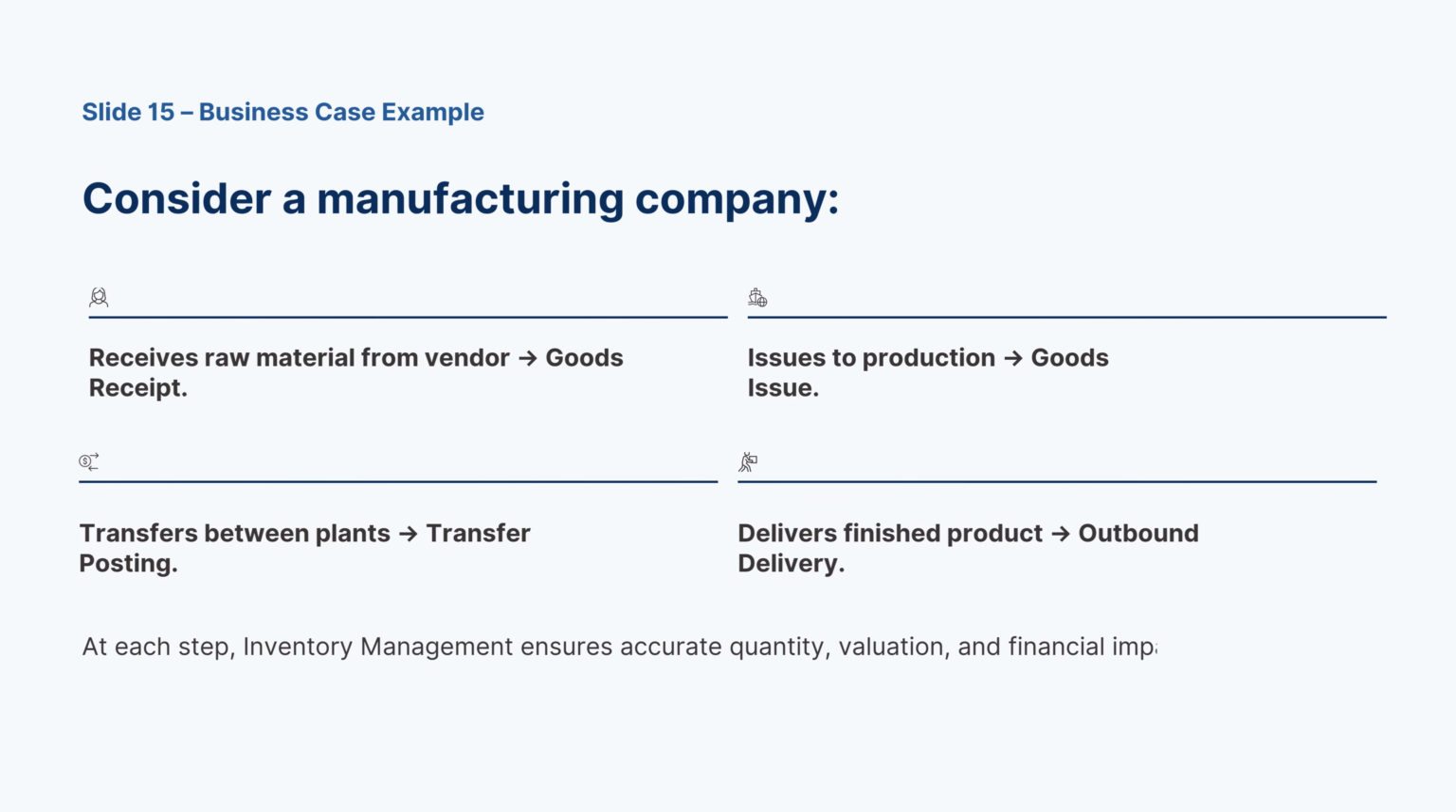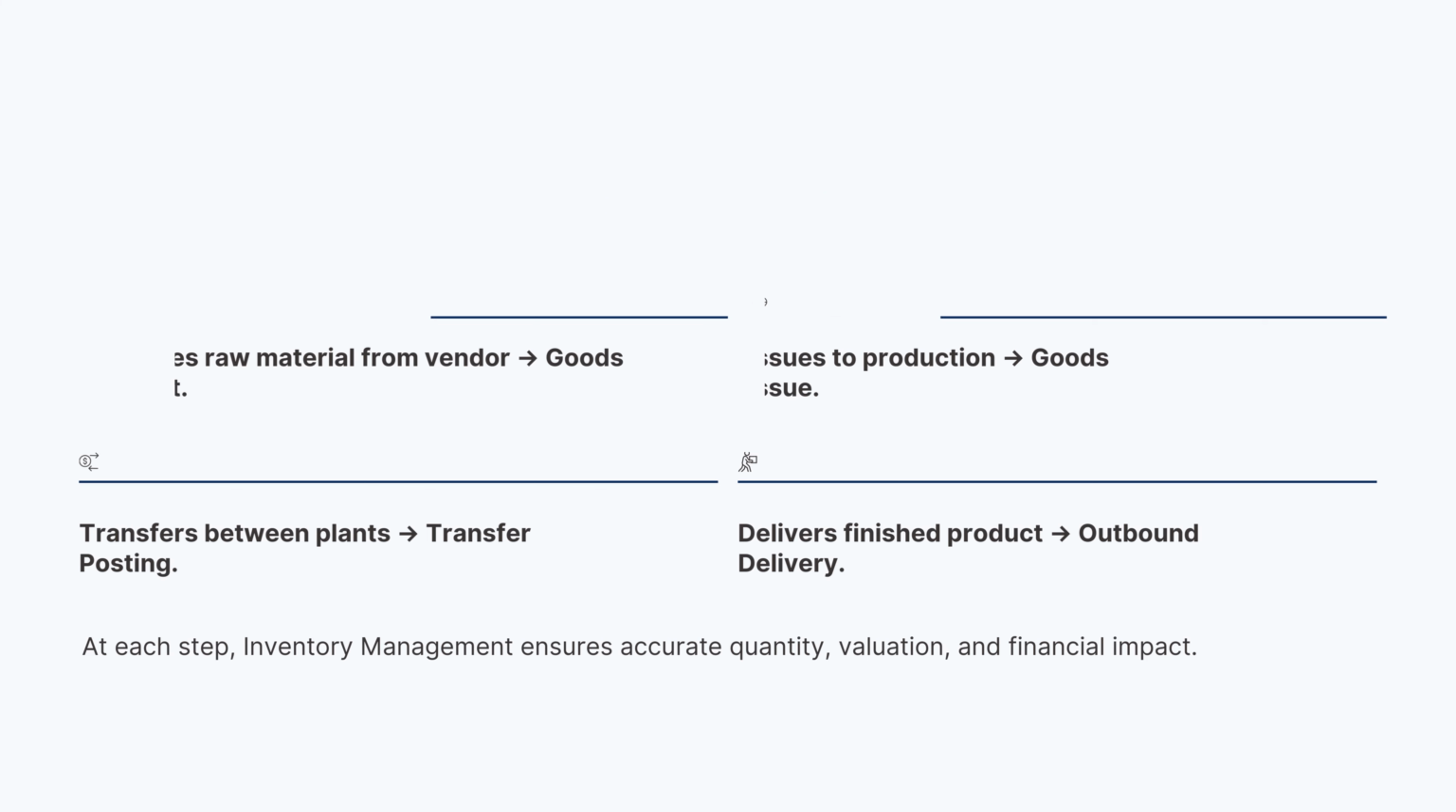Business case example. To connect all concepts, we'll follow a continuous business case. Raw materials will be received through GR, consumed in production, transferred between plants, and shipped as finished goods. Each step will illustrate the interaction between stock management, valuation, and accounting integration in real time.